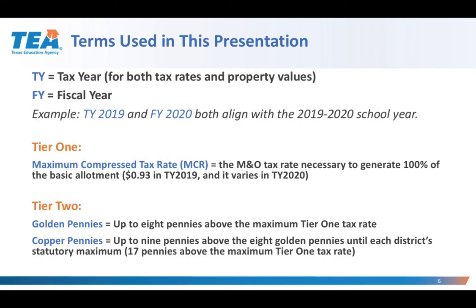And then Tier 2, just some terminology, we have the golden pennies, which is up to 8 pennies above the maximum Tier 1 tax rate, above the MCR. And the copper pennies are the pennies above the golden pennies up until you get to the district statutory maximum, which is 17 pennies above the MCR.